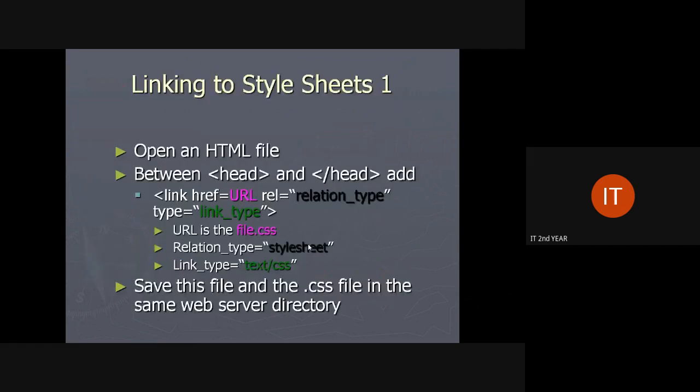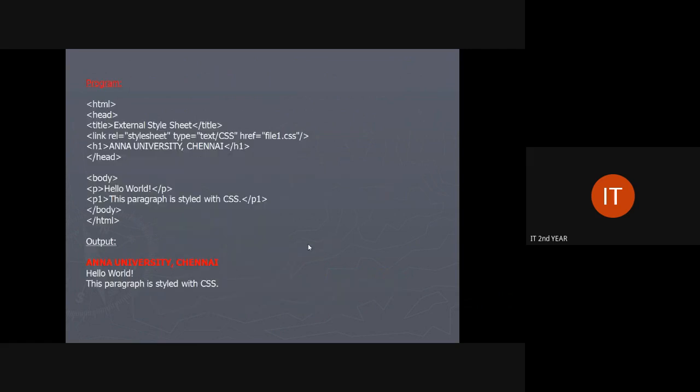See here. Now we have to open the HTML file, and in the head we are going to give link, href is equal to URL, the link we are going to give, and rel is equal to relation type, and type is equal to link type. See here, link rel is equal to stylesheet, type is equal to text slash CSS, and href is equal to file1.css. In the file1.css we provide various styles, and this style is applied to this particular HTML content.